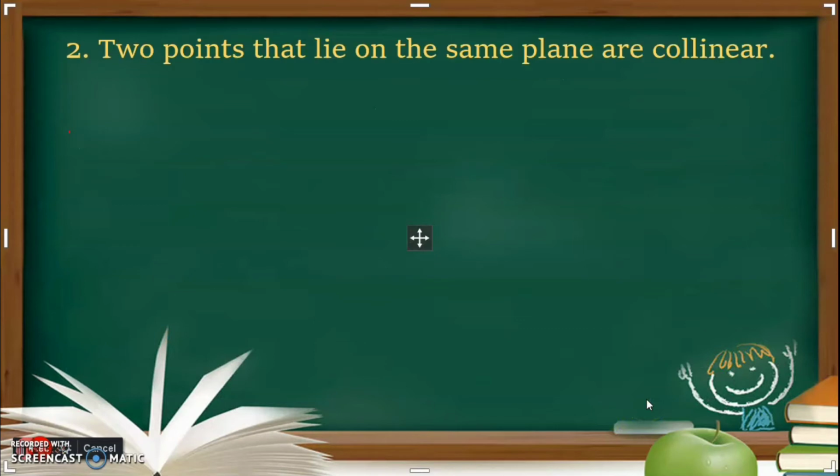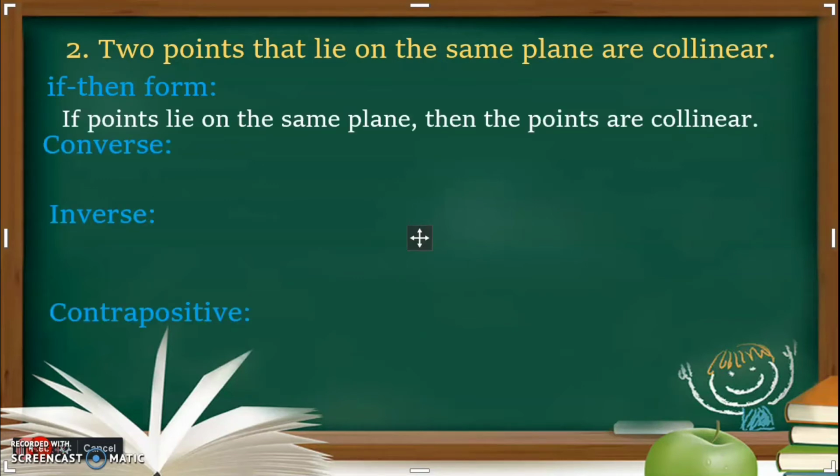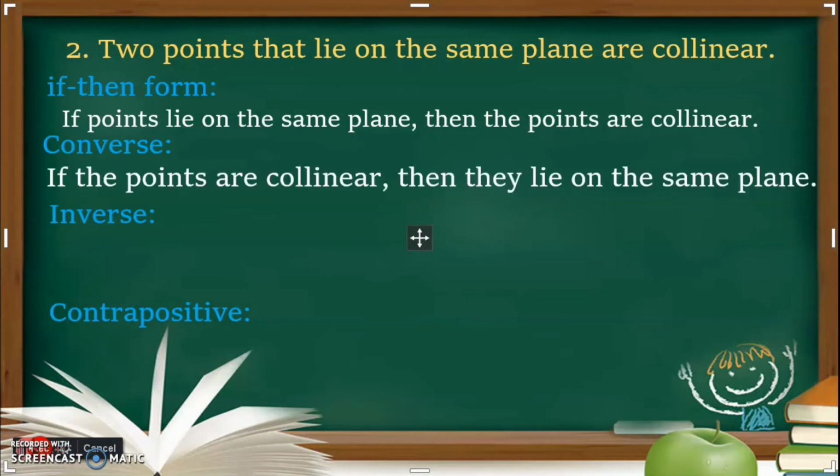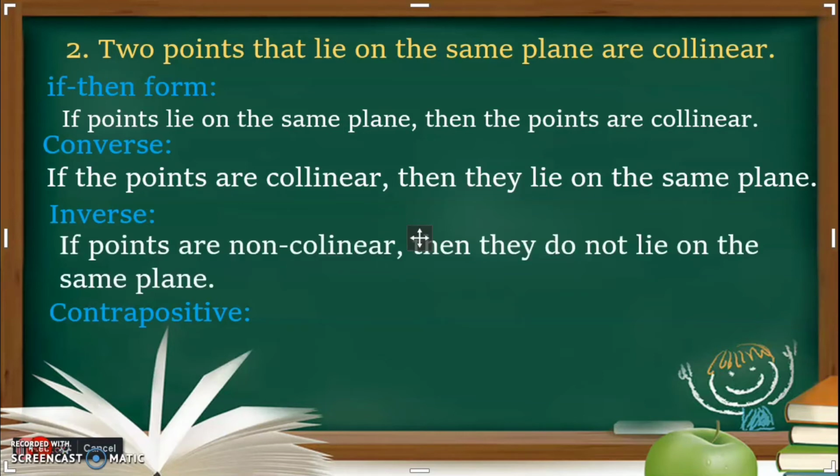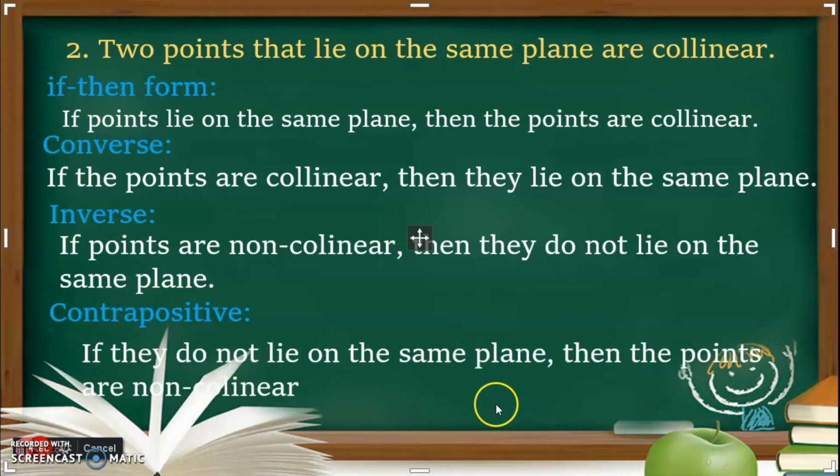Okay, number 2. Points that lie on the same plane are collinear. If-then form. If points lie in the same plane, then the points are collinear. Converse, if the points are collinear, then they lie on the same plane. Inverse, if points are non-collinear, then they do not lie on the same plane. Contrapositive, if they do not lie on the same plane, then the points are non-collinear.